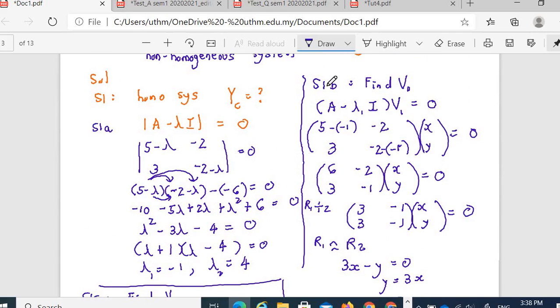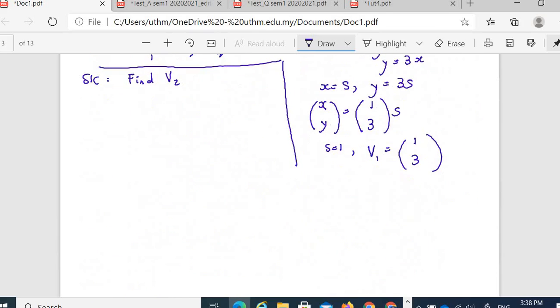Similar step with S1, step 1b. You just replace your lambda 1, now becomes lambda 2. Lambda 2 which is 4. So by solving A minus lambda 2 I times v2 equal to 0.